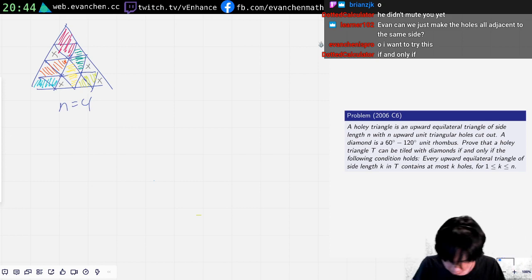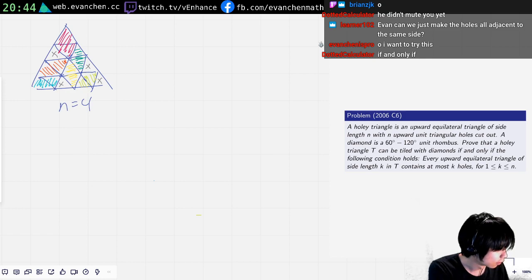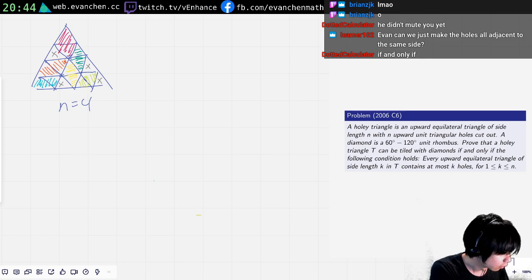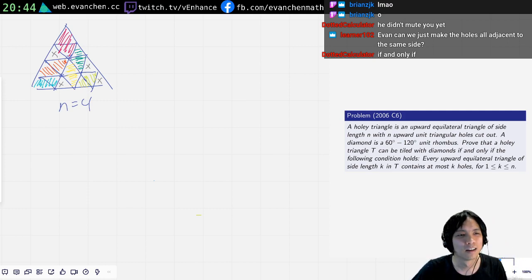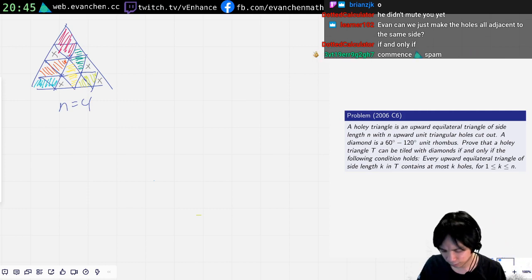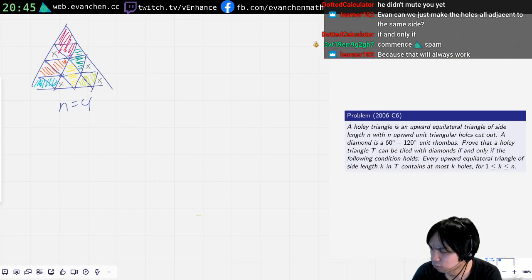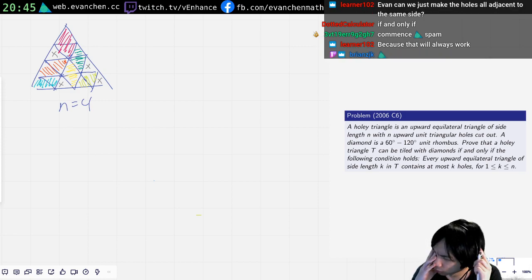Can we make all holes adjacent to the same size? Probably. Anyways, what is the condition? It's like every upward equilateral in side length K. Why is that a condition? Like, I don't see either direction, but it feels like one should be easy.